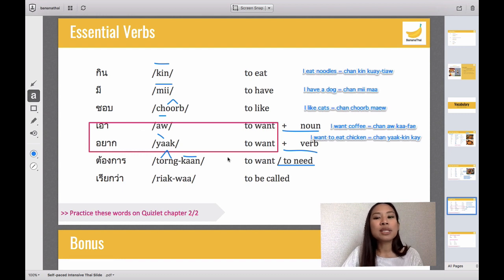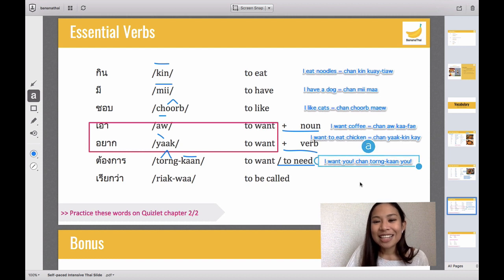For example, if you want to say I want in terms of need, like desire, I want you. I need you. I want you. So what would you say? ฉัน, want is ต้องการ, you is คุณ. Wow, what a cheesy sentence. ฉันต้องการคุณ.